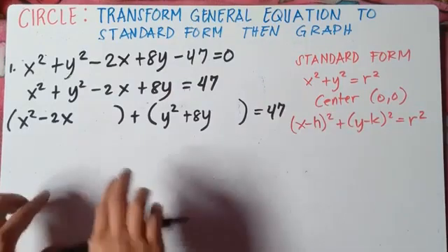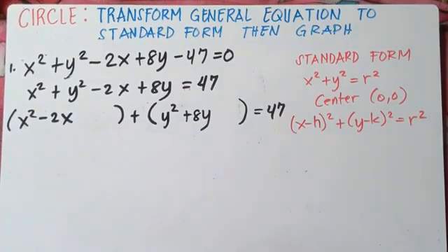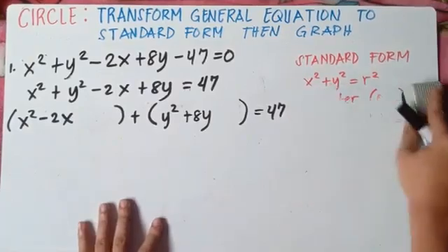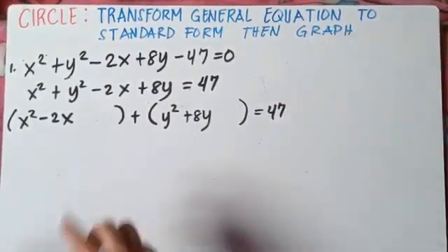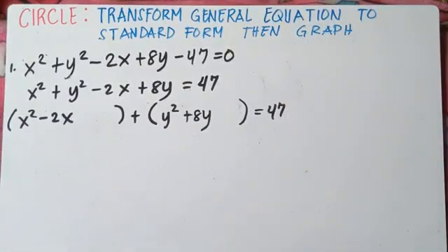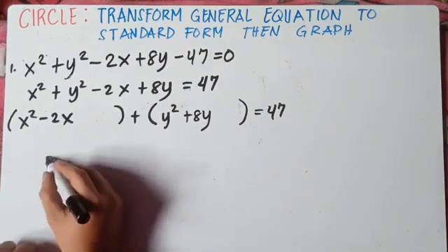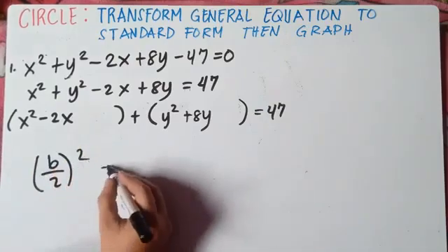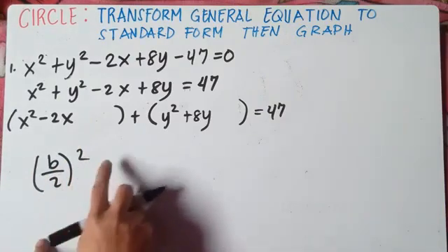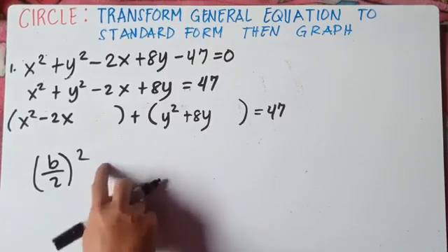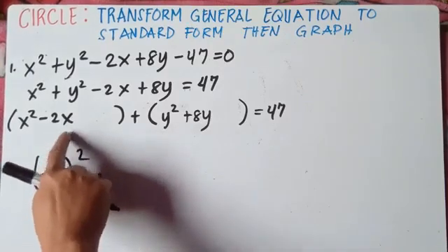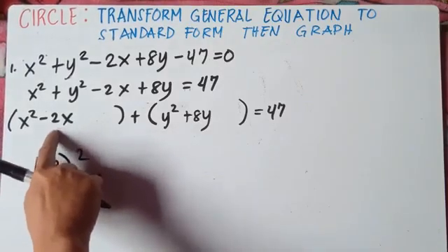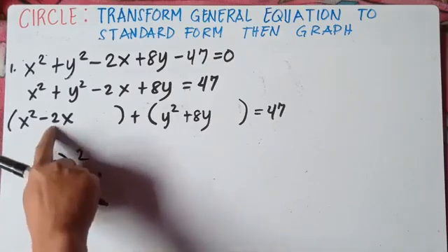Alright, so next we need to add a new constant here. To add a new constant, we need to do completing the square. So what's the formula? That is b over 2 quantity squared. Our b right here, class, is the linear term beside x. That is our b. So b here is negative 2.